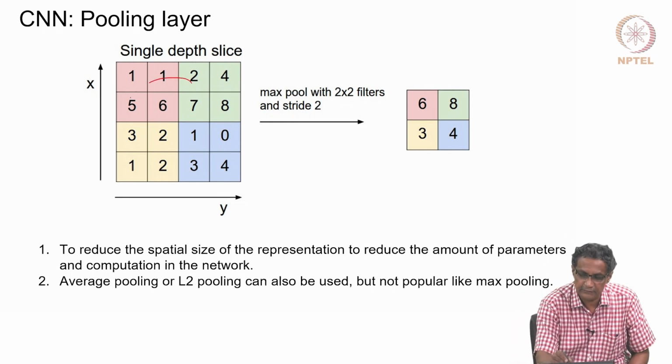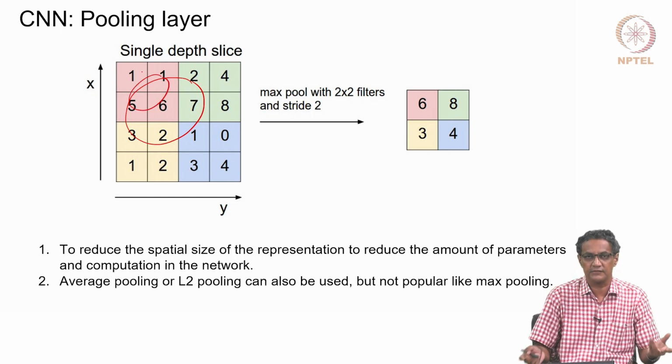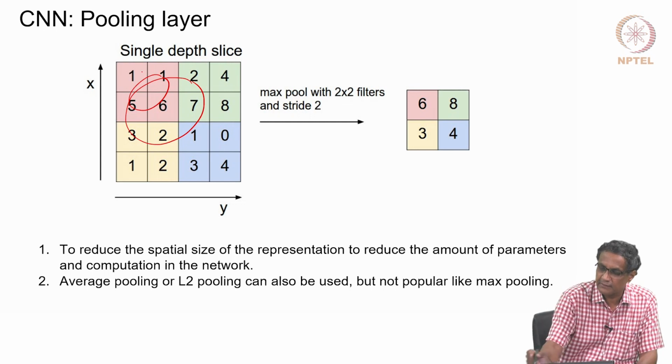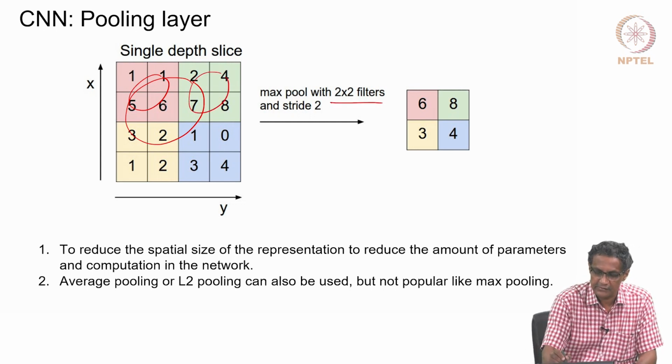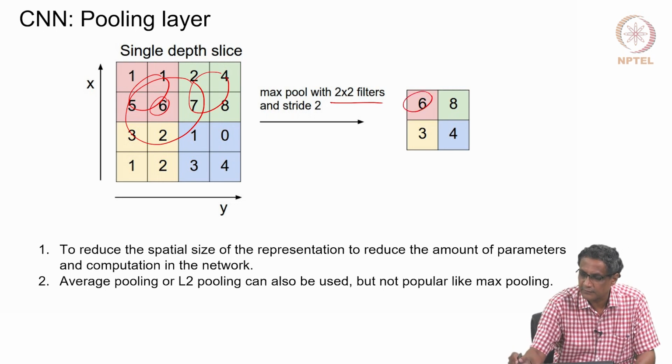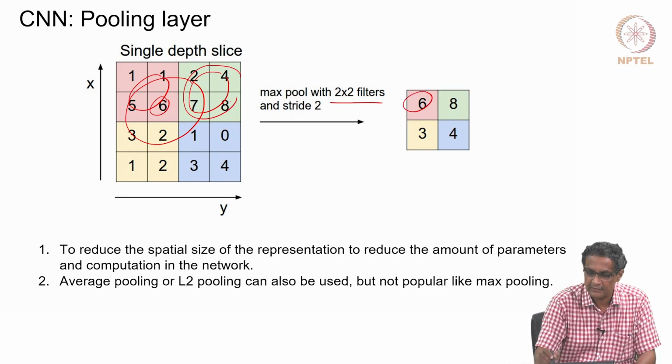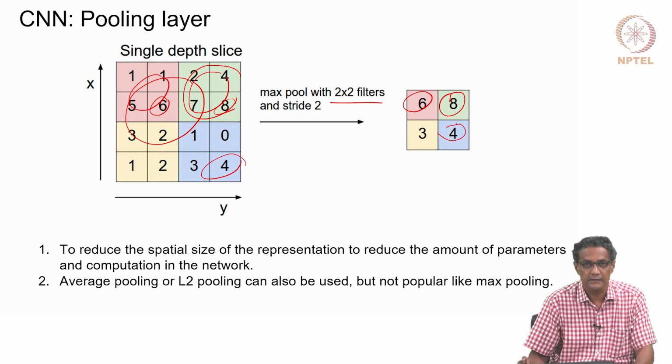It's just a matter of whether I take the support like 3 cross 3, or 2 cross 2, or 2 cross 3, what size I want to take. So here the filter says 2 cross 2, that means you are just looking at a 2 cross 2 region, and whatever is the maximum value, you put that. Similarly you take this, find that the maximum value is this 8, put that, and here it's 4, so you put that here.